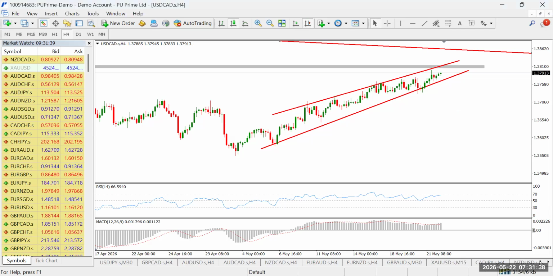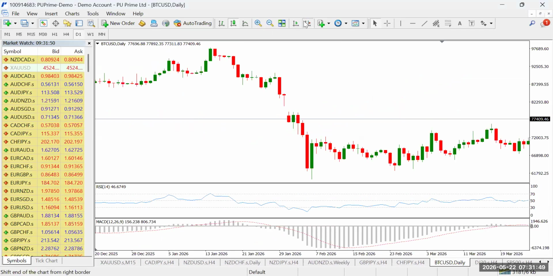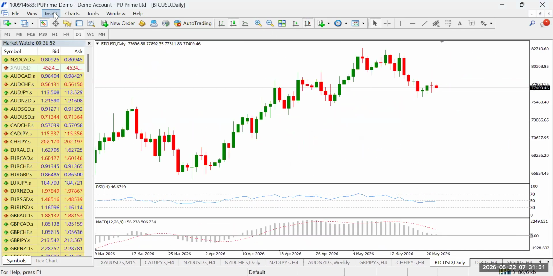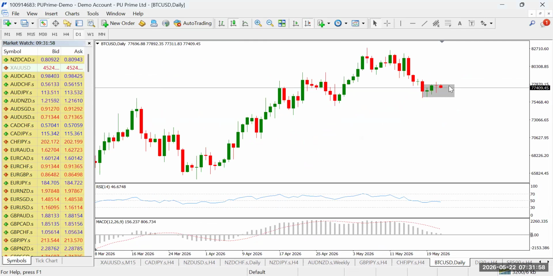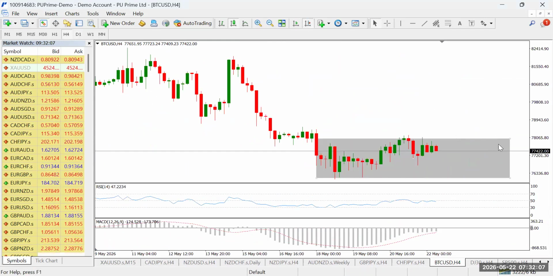And finally, I'll look at BTC USD. Now, BTC has been in a range in the last couple of days. A range is when the market is in a sideways mode. It's neither buying nor selling. This is the daily time frame. That's the range on BTC USD. So let's go down to 4 hour and still see we have a valid range there.